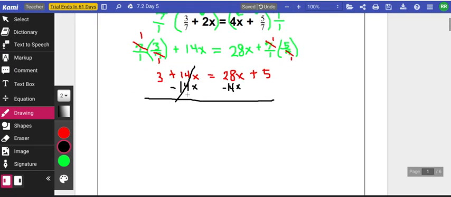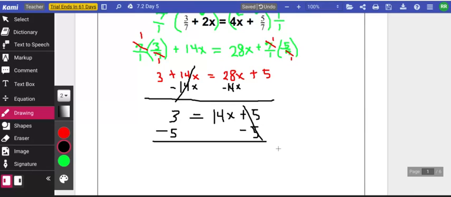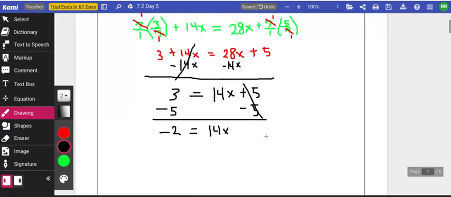So those 14x terms cancel. So you're left with 3 on the left side, and 28x minus 14x is 14x. I bring the plus 5 down. So because my variable is on the right side, I get this number, the positive 5. I need to get that to the left side. So I undo the addition by subtraction. So I subtract 5 from both sides so that those 5s will cancel. 3 minus 5, of course, is negative 2. I bring my equal sign down, and I have 14x on the right side. So I have variable on one side, numbers on the other.